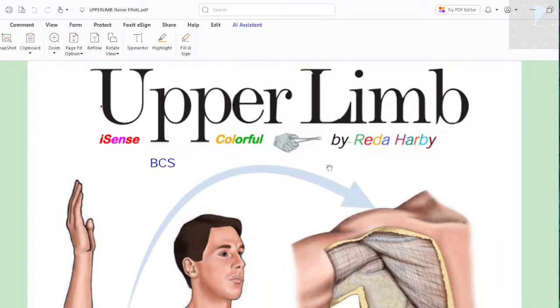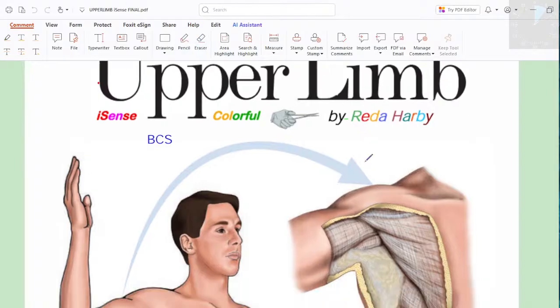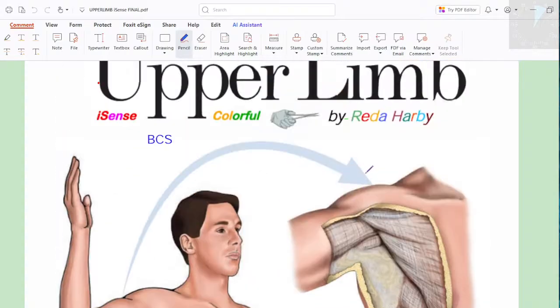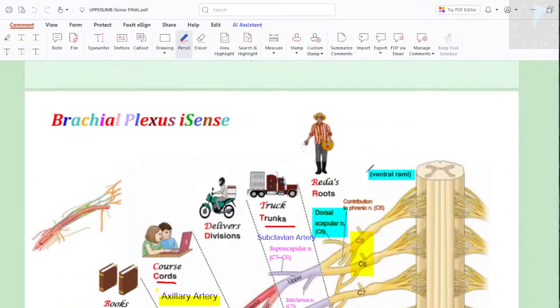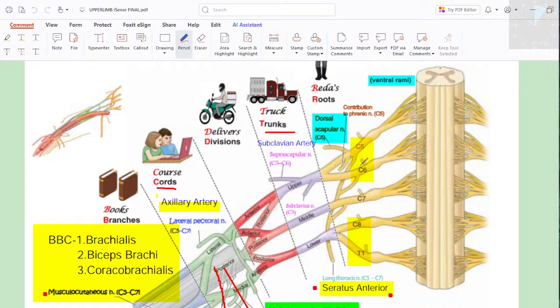Okay, MRCS Part A, upper limb anatomy. So we will be very focused specifically for the exam related question. Okay, upper limb. From upper limb, we will get minimum 8 to 10 questions, and among them, this brachial plexus is one of the important topics.